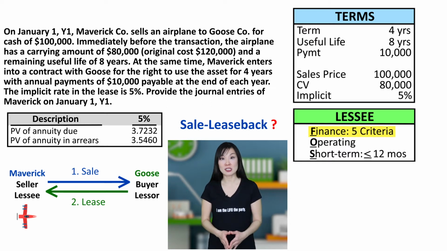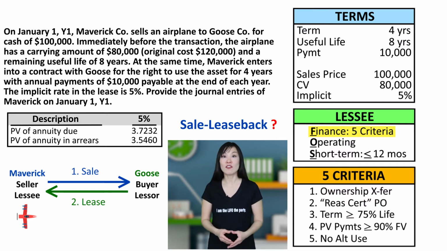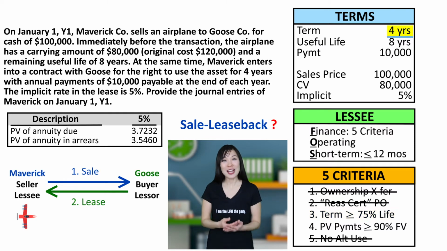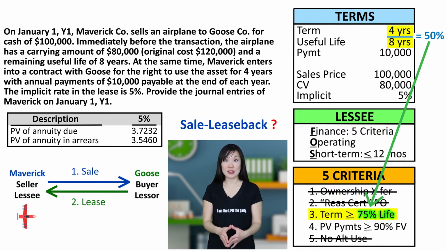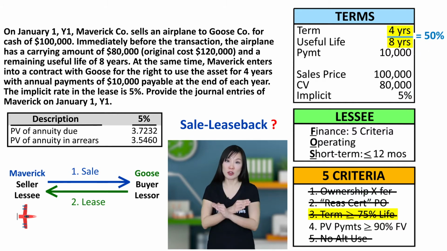Starting with F, finance. If we hit any one of the 5 criteria, then it's a finance lease. The prompt doesn't say anything about ownership transfer, a purchase option, or no alternative use. So criteria 1, 2, and 5 are out. That leaves criteria 3 and 4. Under criteria 3, we know the lease term is 4 years, divided by the useful life 8 years, which equals 50%. That's less than 75%. We did not hit criteria 3.